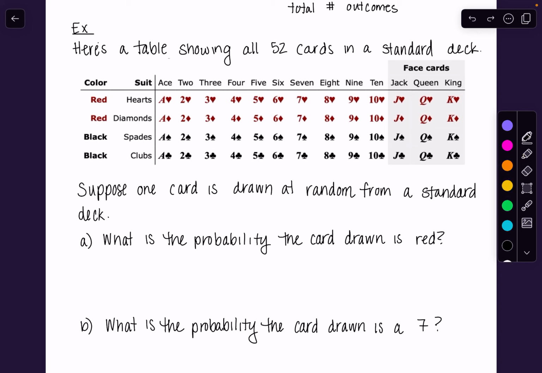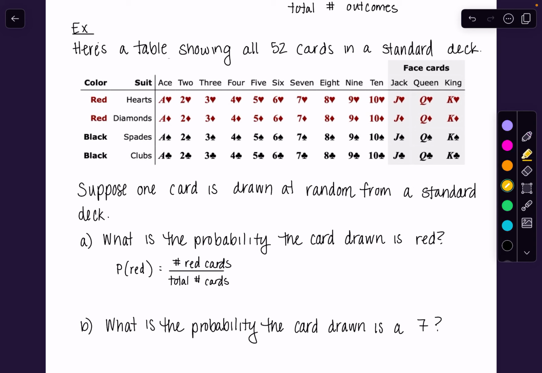To find the probability of a red card, I want to take the total number of cards in the denominator. These are all my outcomes. And in the top, I want to find the number of red cards. Okay. And that will be how I calculate my probability.